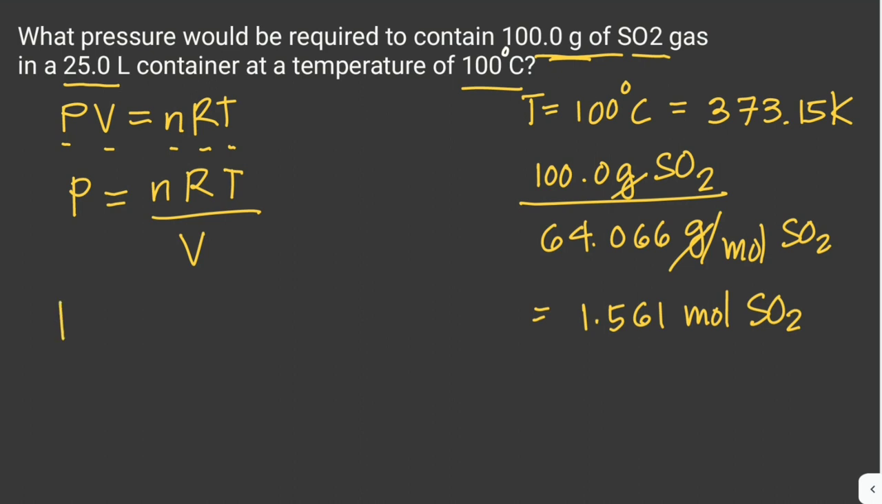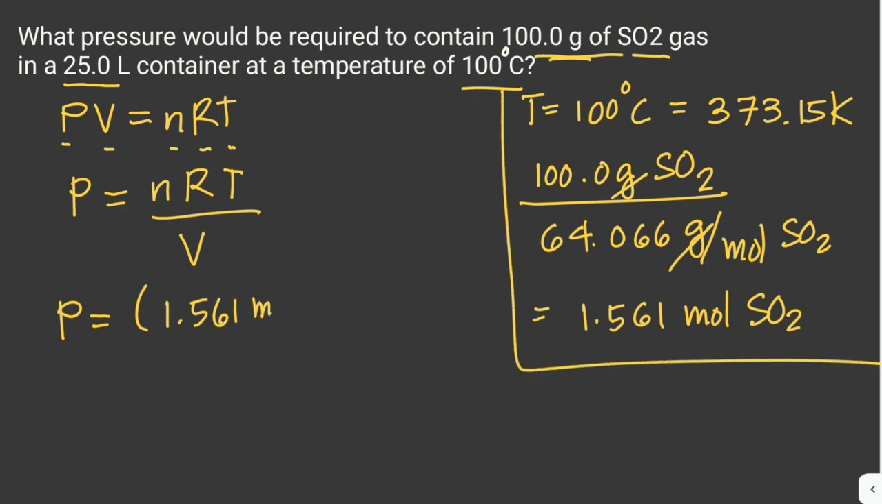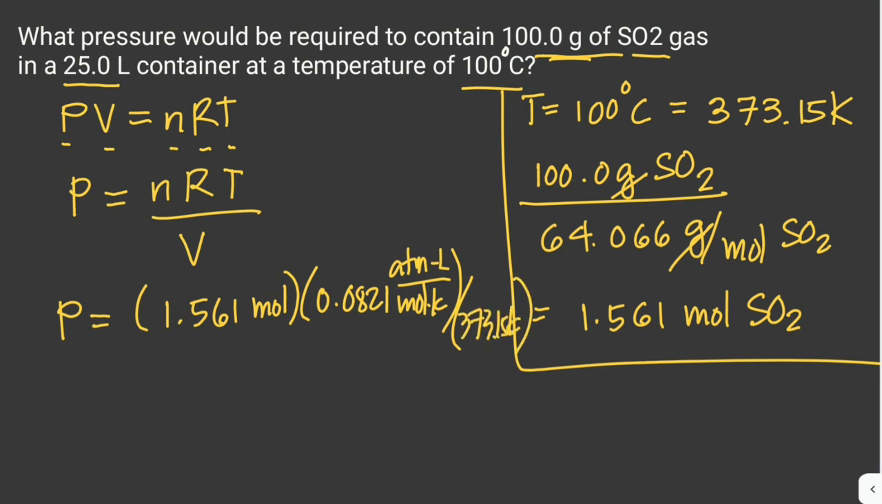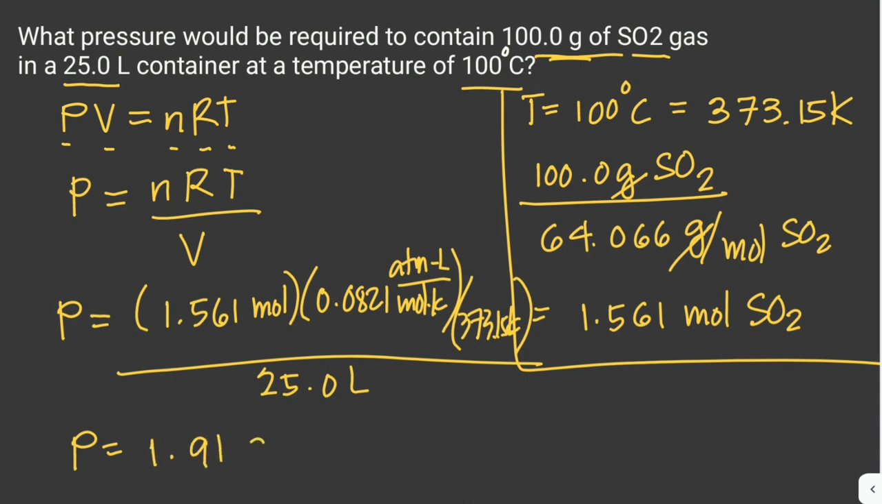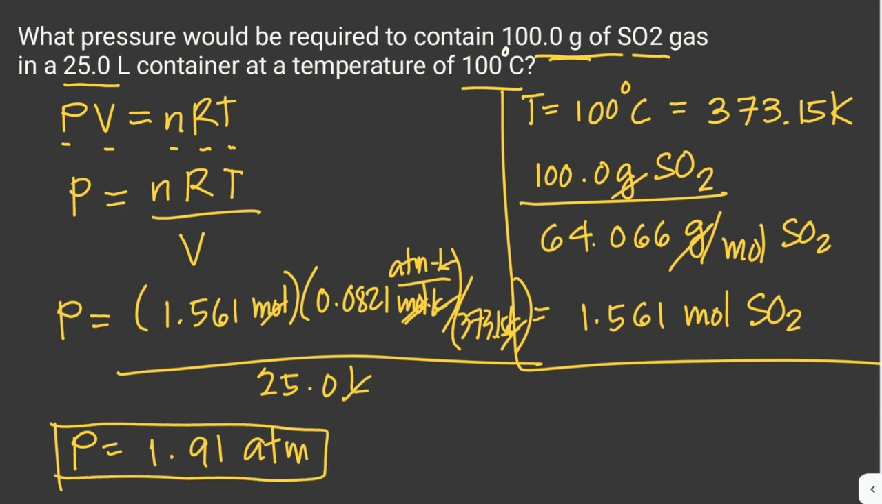And now we can solve for our pressure. We can just plug in all the values given. 1.561 moles times 0.0821 atm liter per mole Kelvin times the temperature, which is 373.15 Kelvin, over the volume, which is 25.0 liters. From the calculator, we get 1.91 atm. So the mole unit will be cancelled out, liter as well as the Kelvin. So we're left with atm. So the pressure here is equal to 1.91 atmosphere.